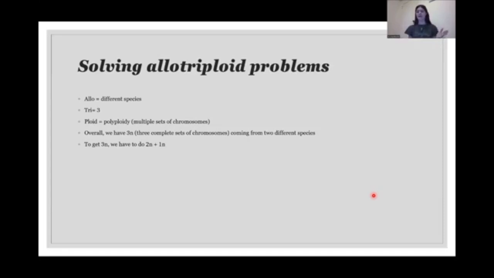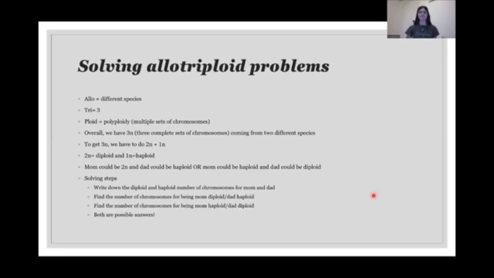So how would we get 3n? Well, we would have to do 2 plus 1. That means you have a 2n plus a 1n. And remember, 2n means diploid and 1n means haploid. So we're combining a diploid with a haploid. And this can happen two different ways. Mom could have the diploid egg and dad could have the haploid sperm and they combine to be 3n. Or mom could have a haploid egg and dad could have a diploid sperm, and they combine to be 3n. It can happen either way, both are options.